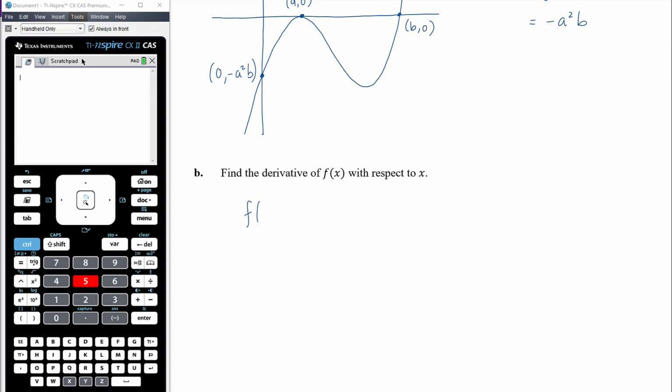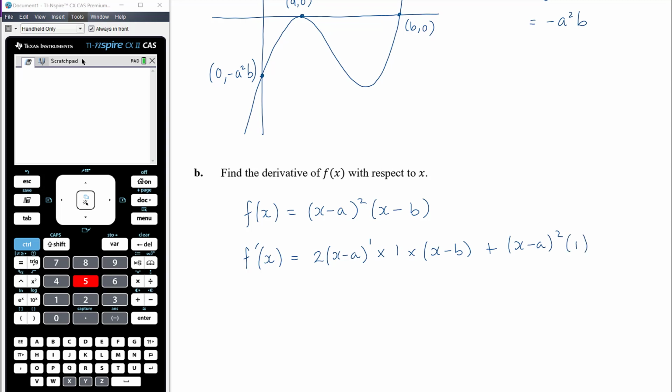Alright, so f of x is (x minus a) all squared times (x minus b). So we could expand all that out to differentiate it, but given that it's going to have a lot of letters flying around, I'm going to choose to use the product rule here instead and leave it in its current form. So differentiating (x minus a) all squared is 2 times (x minus a) to the power of 1, and then times the derivative of x minus a, which is just 1, and then we're leaving x minus b, and then plus, we'll leave (x minus a) all squared, and the derivative of x minus b is just 1.